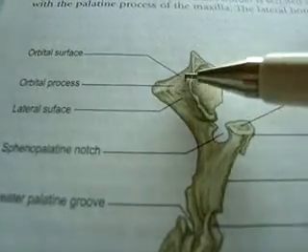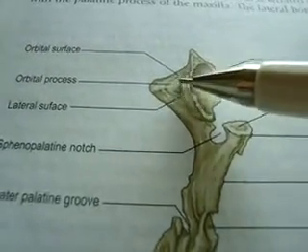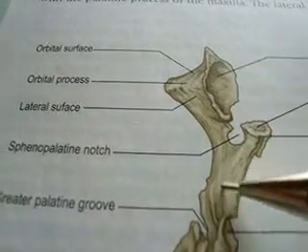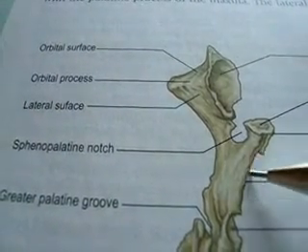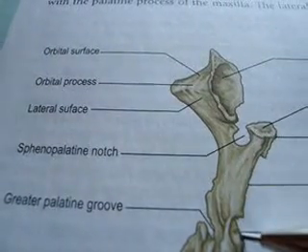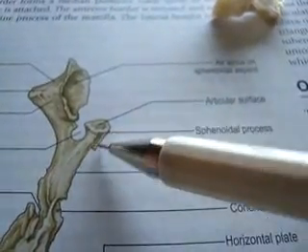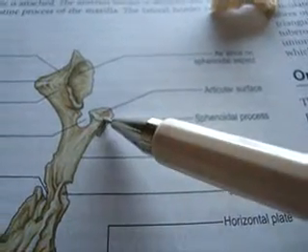Here, see, this is the orbital surface of the palatine bone. This is the orbital process of the palatine bone. This whole is the lateral surface of the palatine bone. Inside here it will be the medial surface of the palatine bone. This is the sphenoidal process of the palatine bone.